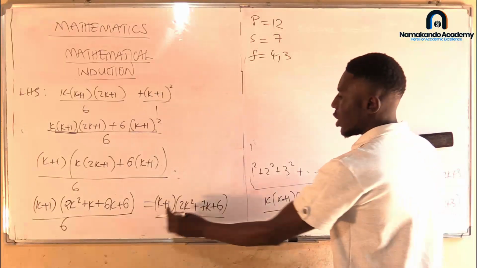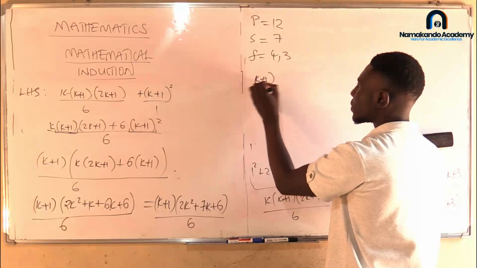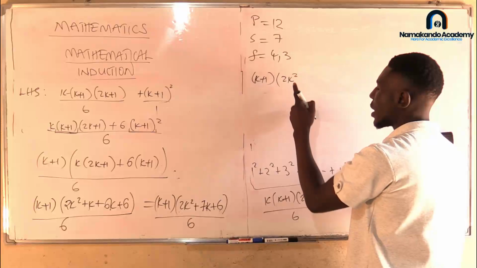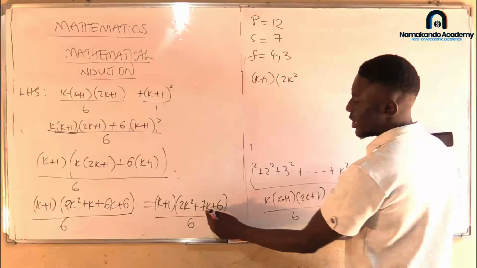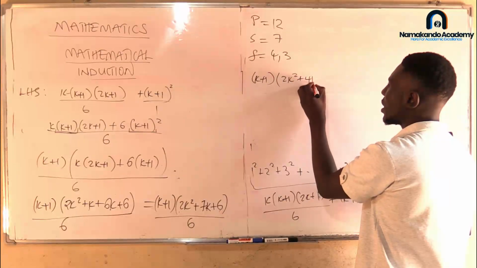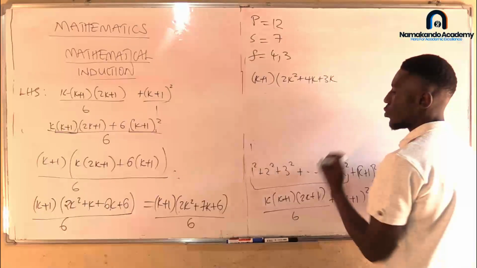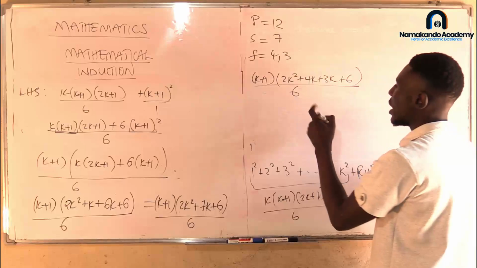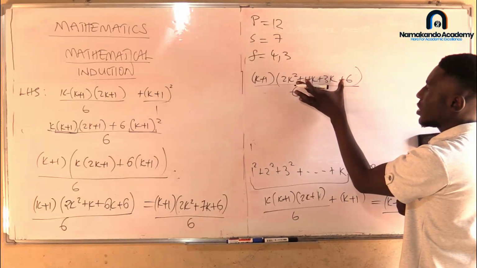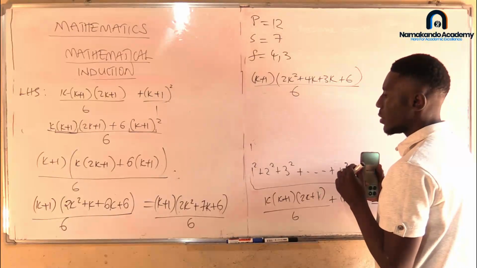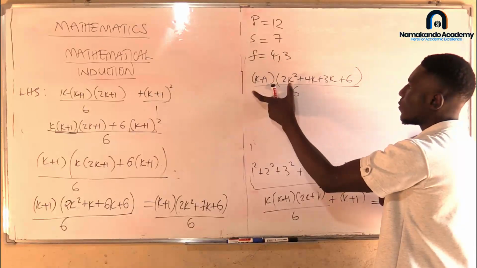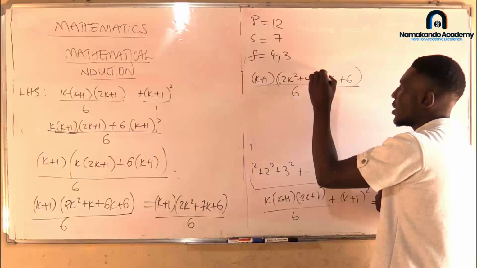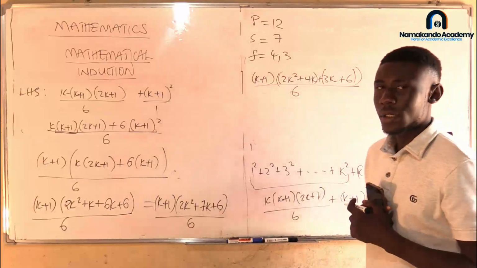Now what do we do next? We maintain this k plus 1. We write out 2k squared. Now, as we know, 7k can still be written as 4k plus 3k. It will still give us 7k. Then we end with 6, everything over 6. Now look at this. For this quadratic, it has been expanded a bit, hence we now have 4 terms altogether. So we can put the first two together like this in brackets and the last two like this.